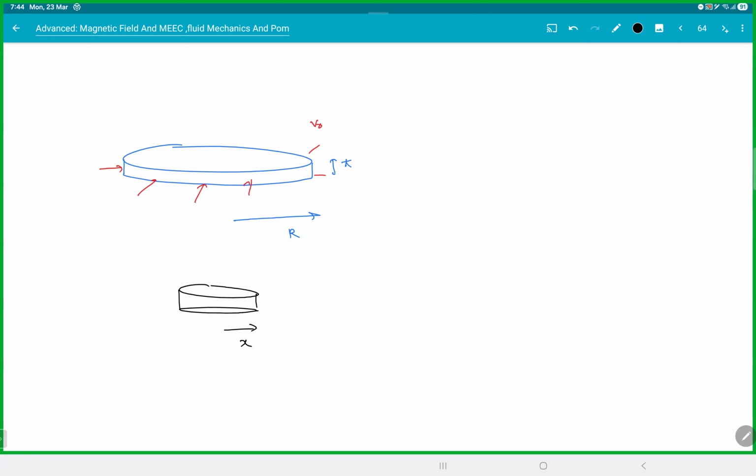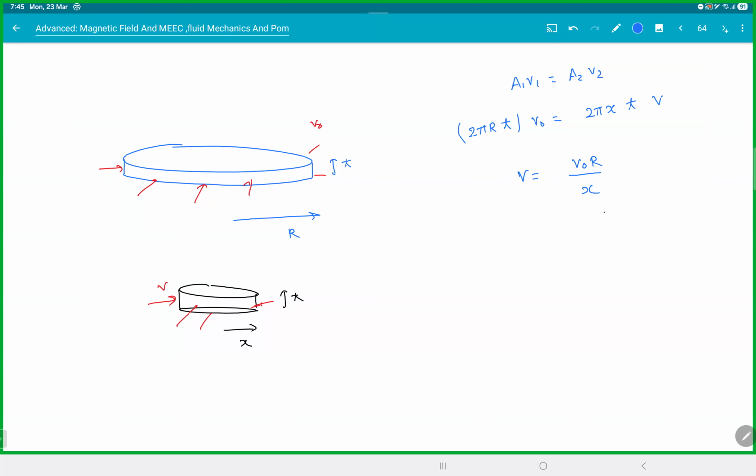let this distance be X, so this will be T. So now the liquid is entering with some speed V. Equation of continuity: A1 V1 is equal to A2 V2. So this will be 2 pi R T, that is the area of that cross section, into V naught, will be 2 pi X into T into V. So we get V is equal to V naught R by X.